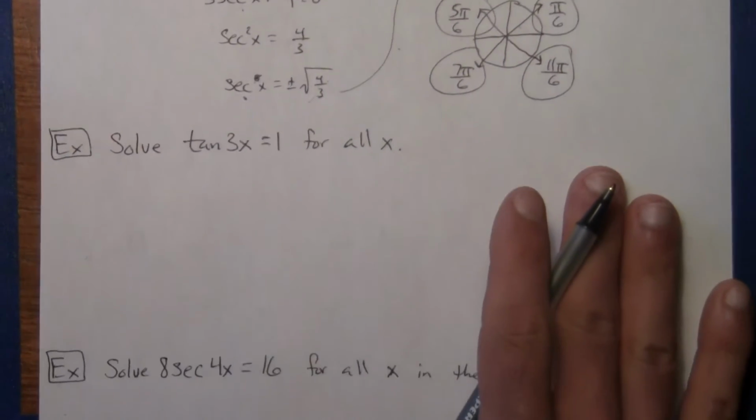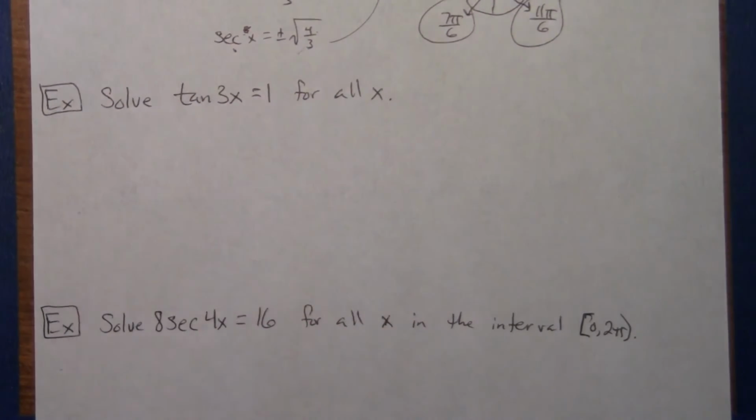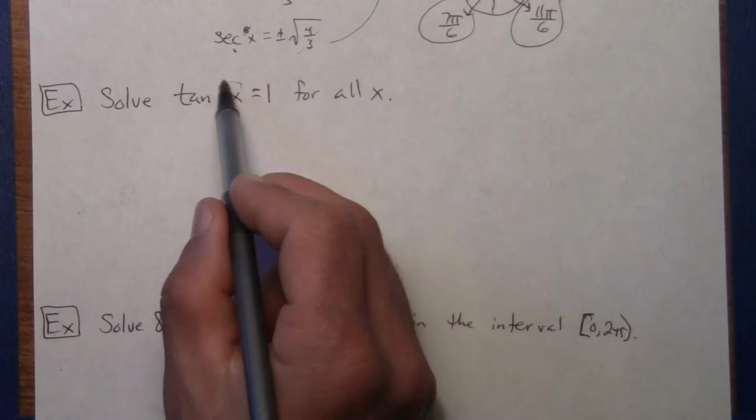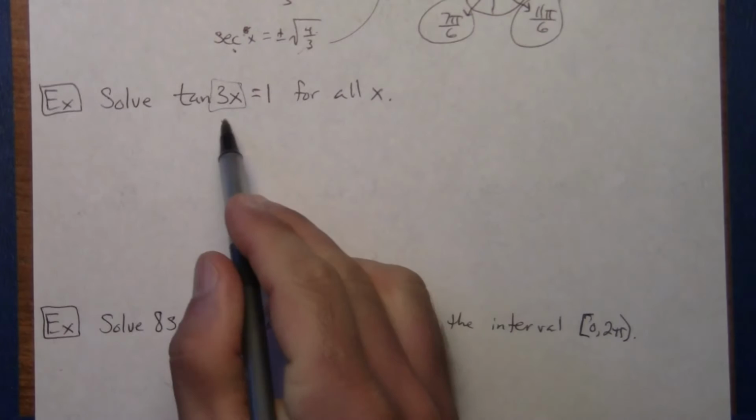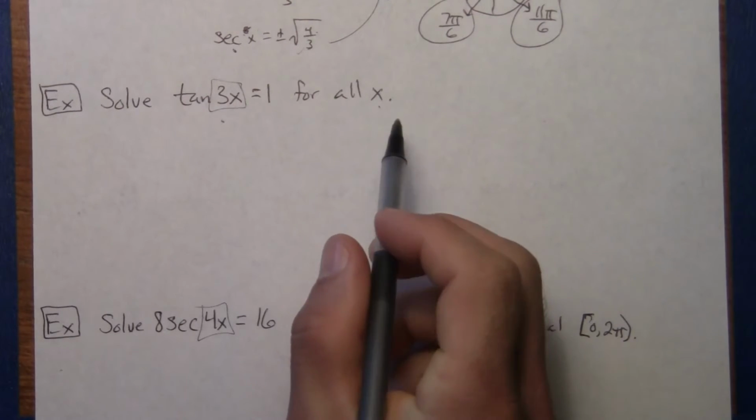Alright, on to the next 2. The ones that have multiple angles. When I see a 3x or a 4x or something that's not just x there. Well, when that happens, that means I'm going to have more answers than I think I'm going to have. For this first one, because I have to write an equation, it's actually not going to be that bad.